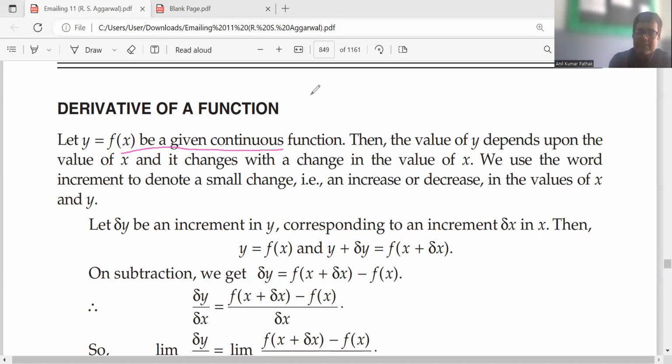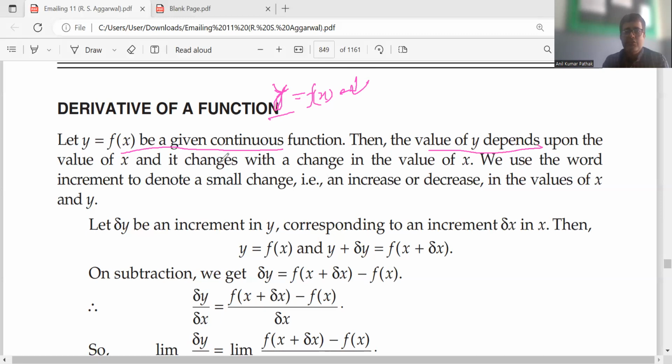What is the meaning of this? There is f(x) and the value of f(x) is basically y. f(x) is a function of x and that is denoted by y. That means y is the dependent variable and x, which is given in f(x), is called the independent variable. So y will depend on the value of x. If x changes a lot, y will change according to that.